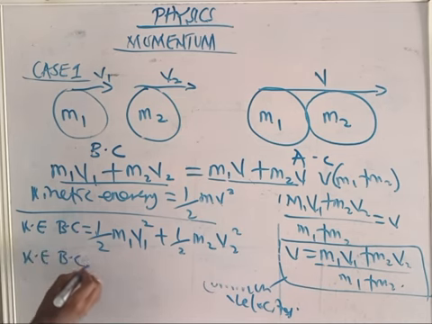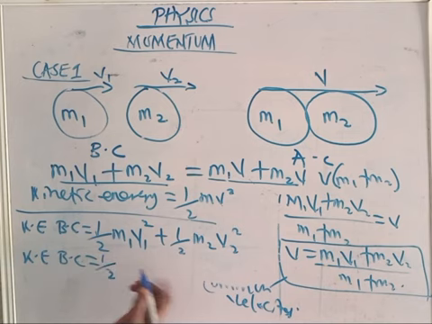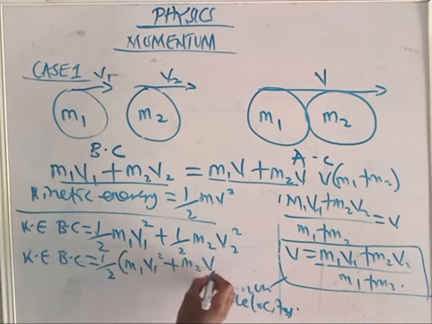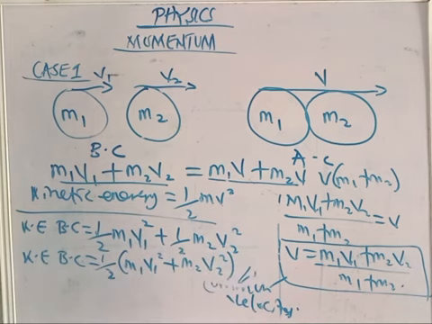So the kinetic energy before collision, when two particles or two bodies are traveling in the same direction, becomes 1 over 2 common to both sides, open bracket, m1 v1 squared plus m2 v2 squared. This is the value of KE before collision. Quite cool. So now we also go for KE after collision.